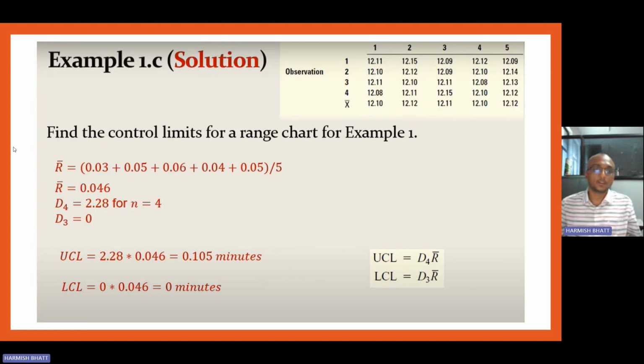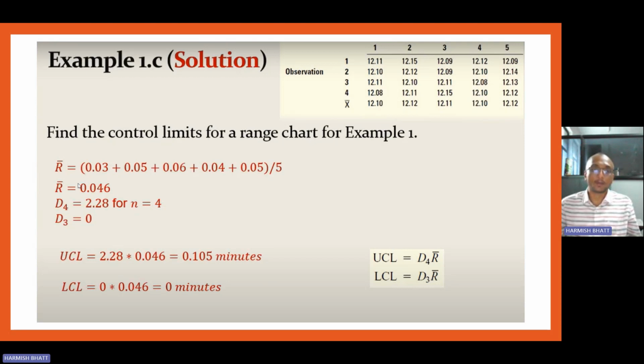Now, in this particular slide, the R bar has been found out, and that can be found out by taking the mean of the ranges of all the samples. So R bar is equal to 0.03 plus 0.05 plus 0.06 plus 0.04 plus 0.05 divided by small k, that is 5, the number of samples. So finally, we have the value of R bar equal to 0.046. This R bar value 0.046 is the mean value for us now.